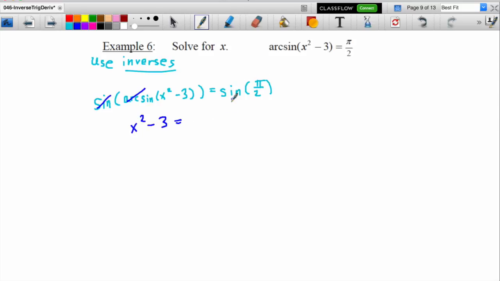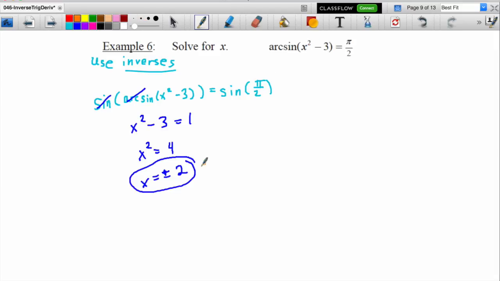What's sine of pi over 2? Quick. 1. X squared equals 4. X equals plus or minus 2. Square root both sides. You have to remember the plus or minus. Super important in this course. Remember differential equations. They're coming back.